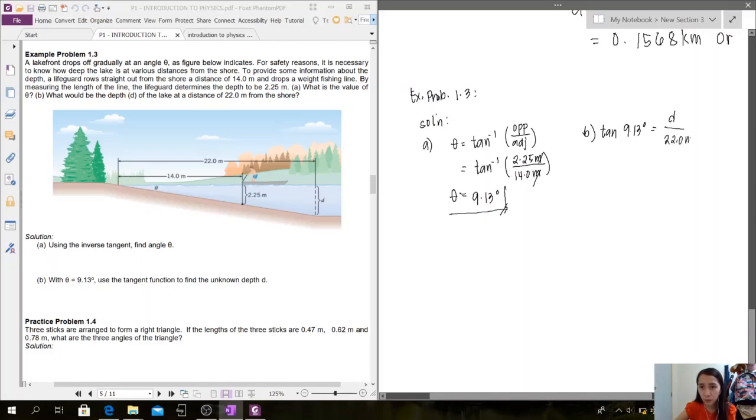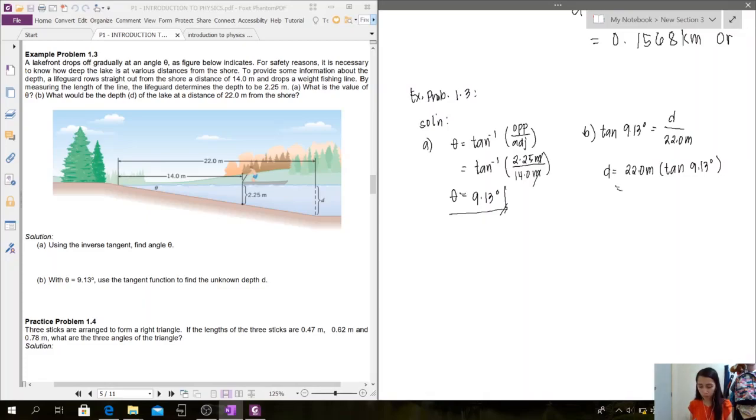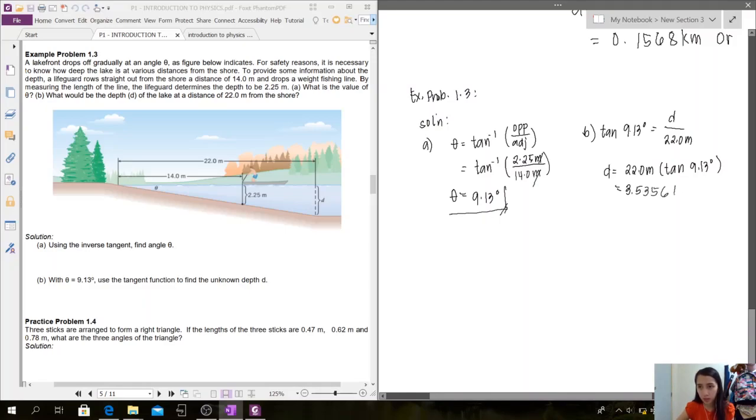22 meters. So, the depth d is equal to 22.0 times the tangent of 9.13 degrees. That is equal to 3.5356 meters.